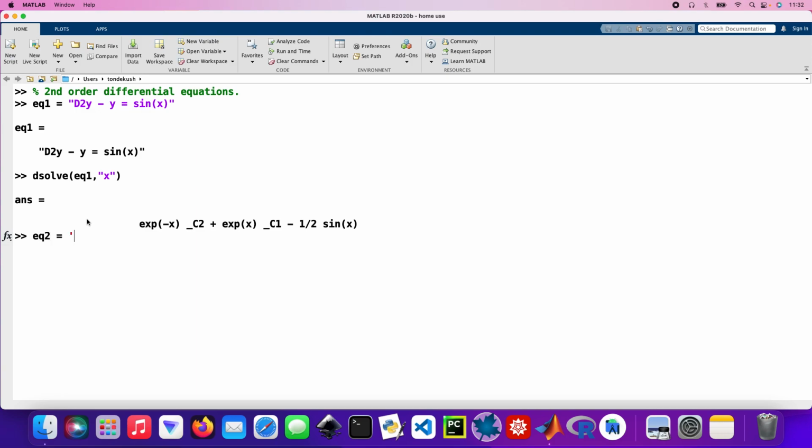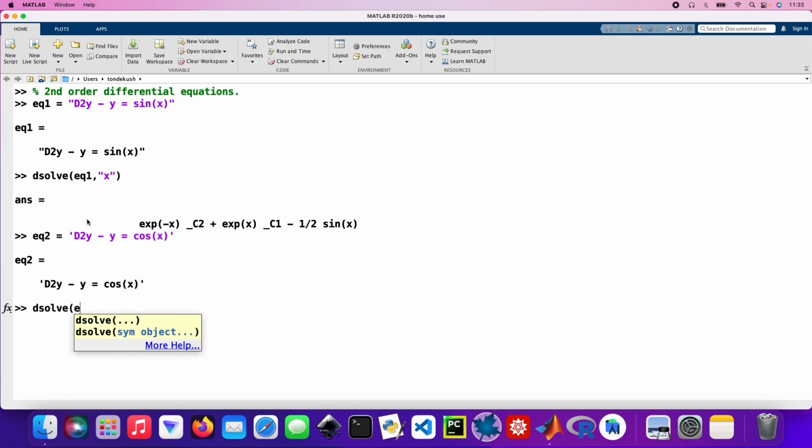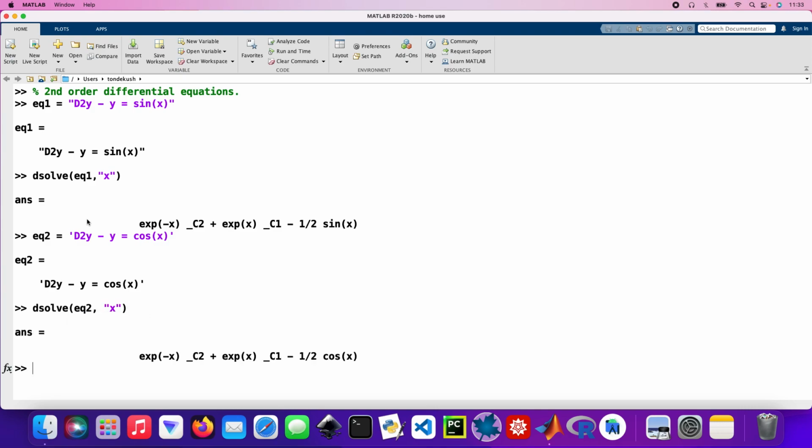Cracking on to the next one, equation 2, in single quotes this time. D2y minus y equals cos x. Then dsolve equation 2, and x is our independent variable.